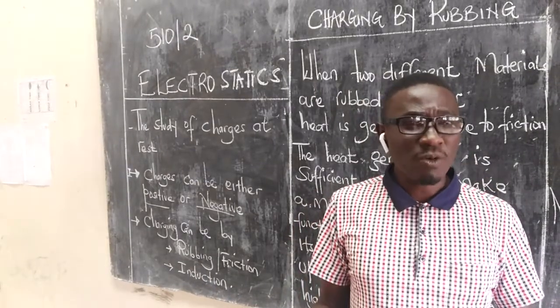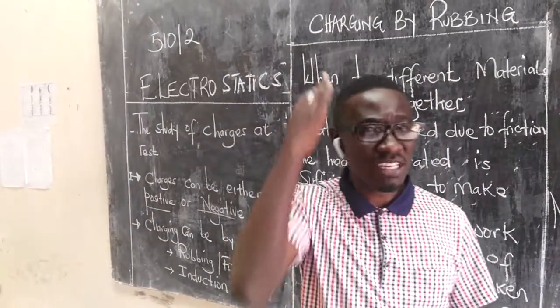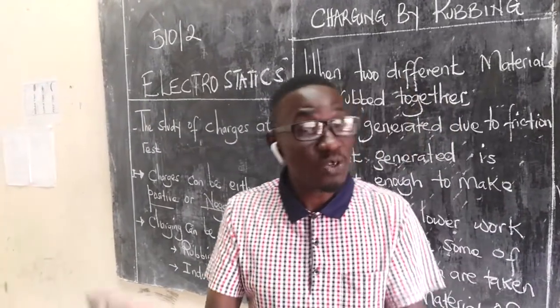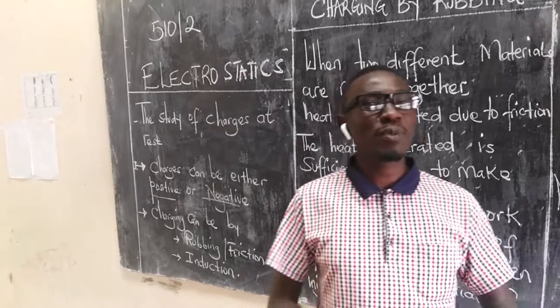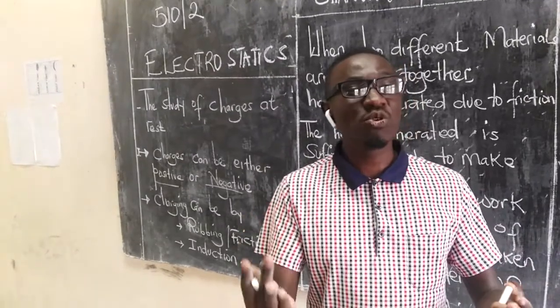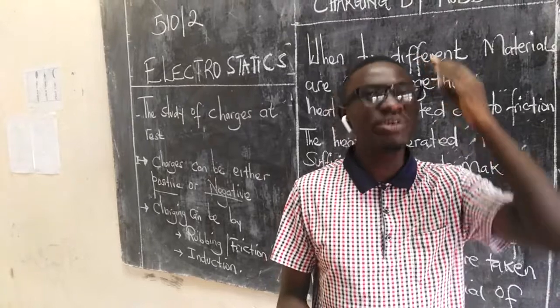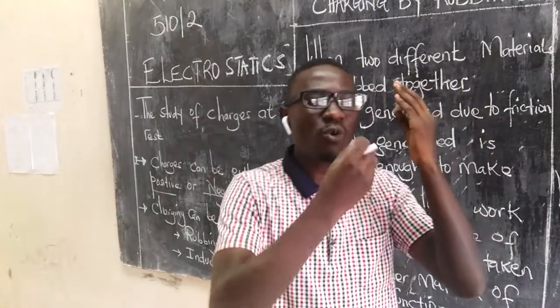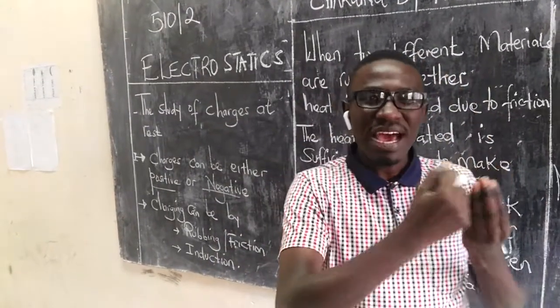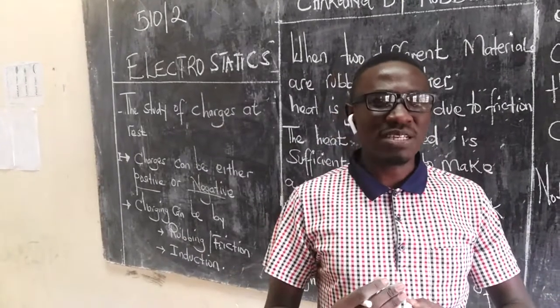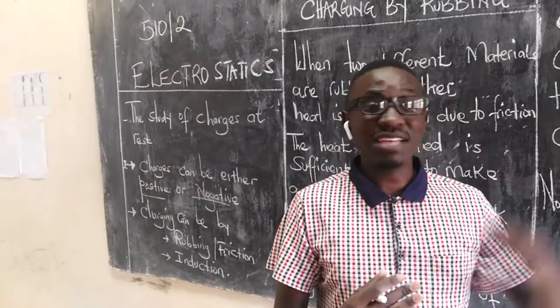Remember in primary school, a teacher will tell you just rub the pen in the hair and then you bring it close to smaller pieces of paper. Do you know what would happen? The smaller pieces of paper would just jump onto the pen. Do you know why? It's because when you rub a pen in your hair, the pen acquires a charge. And once it acquires this charge, it attracts the smaller papers. We shall see the law of electrostatics as we proceed.